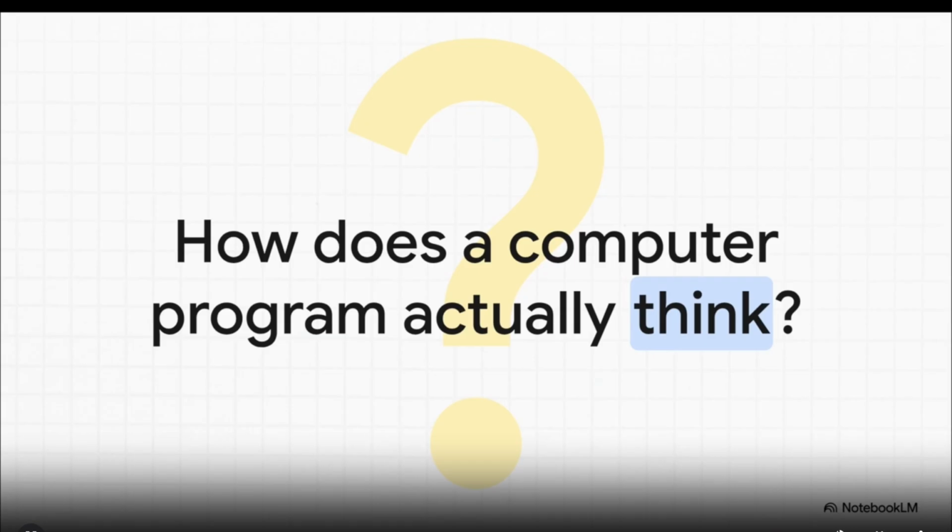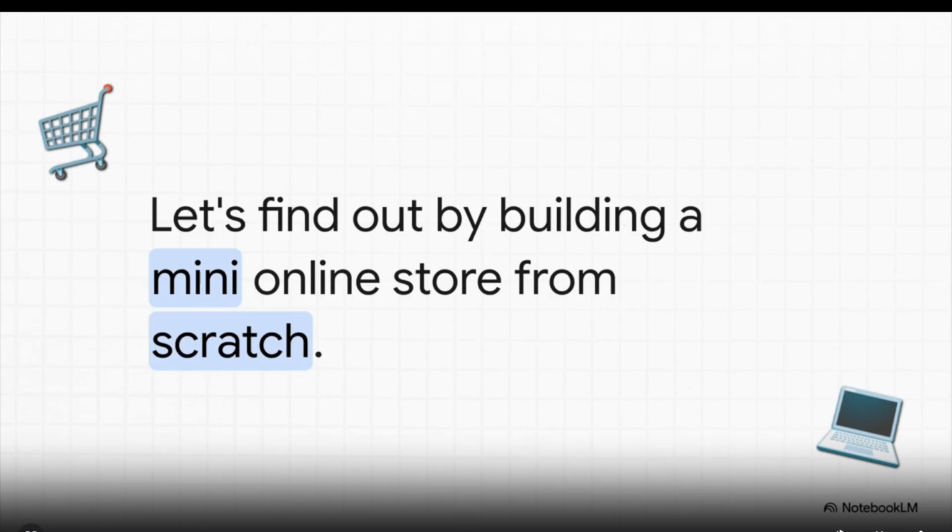I mean, here's the secret, it doesn't. Not like you and I do anyway. A computer just follows instructions. That's it. It's got this incredible, absolute logical precision. There's no magic, just a set of rules. And today, we're going to learn how to write those rules. Okay, so to make this feel real, we're going to build a mini online store from scratch.